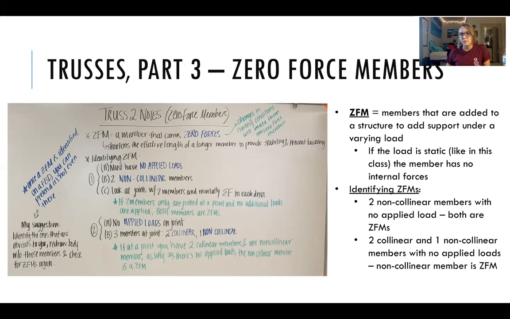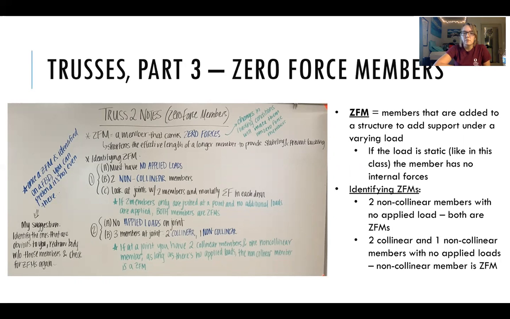So in reality, if it's a busy bridge, like say the Skyway, I don't know if anyone knows the Skyway, but that's right by my house. So the Skyway Bridge in Florida always has cars going over it. So all of these, every member is constantly in use because the loading conditions always change.